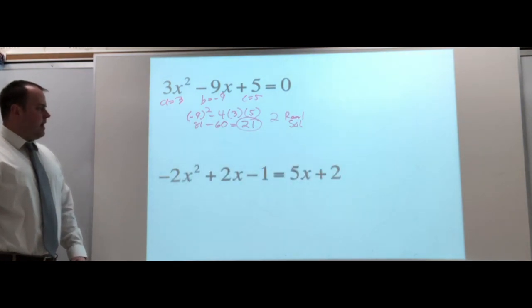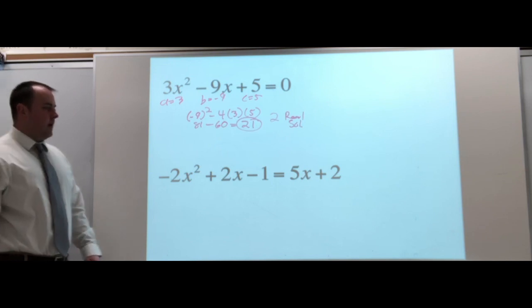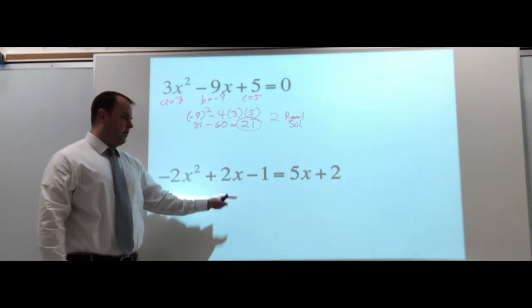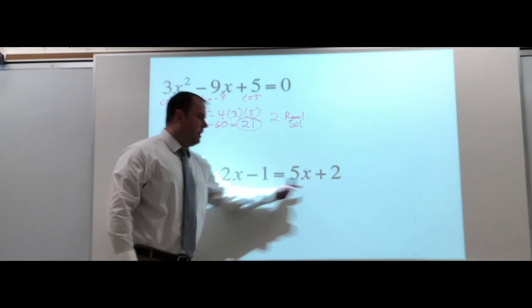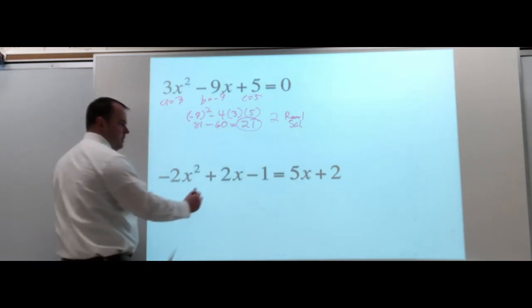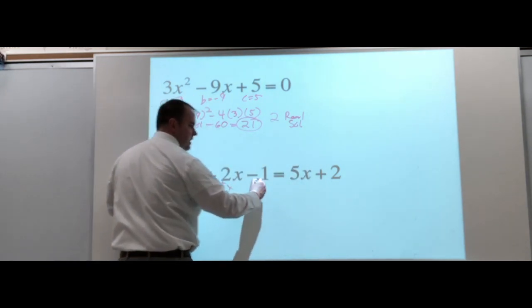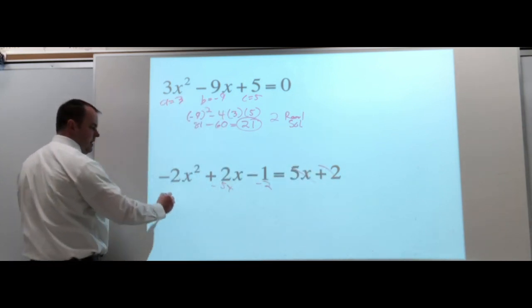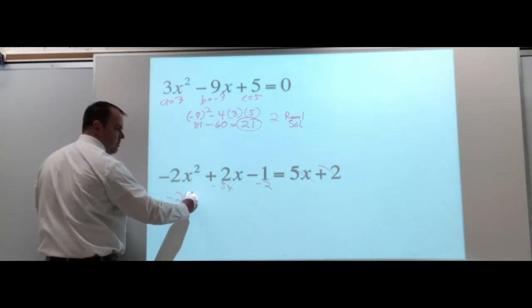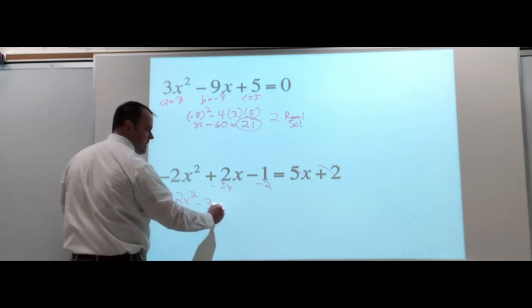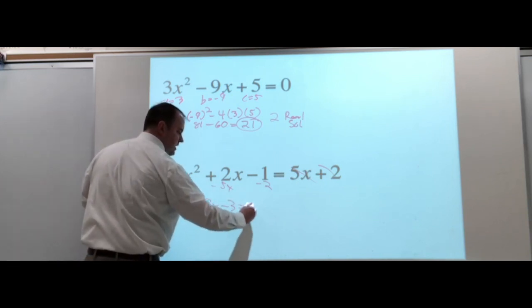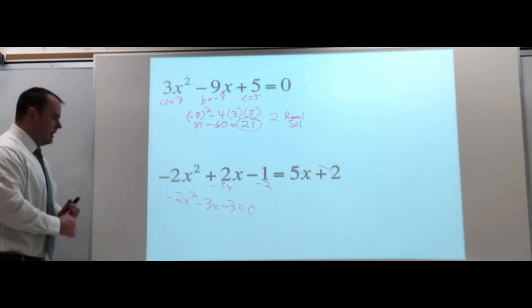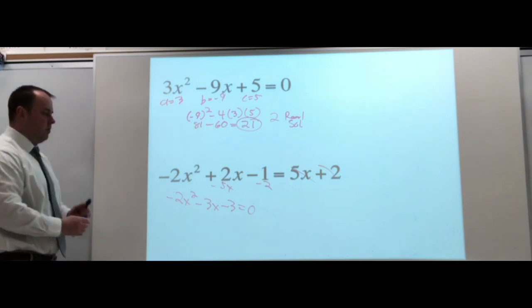Negative 2x squared plus 2x minus 1 equals 5x plus 2. Okay, so the first thing I need to do is move some things around. I'm going to bring the 5x over and bring my 2 over. So I'm subtracting 5x, I'm subtracting 2. That's how I cancel those out, and we end up with negative 2x squared minus 3x minus 3 equals 0. Okay, so there's the equation we're going to be dealing with.